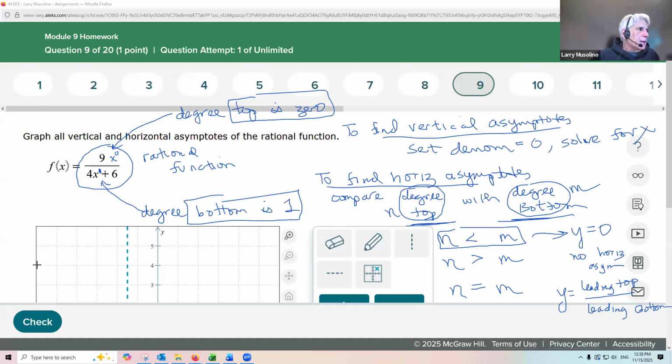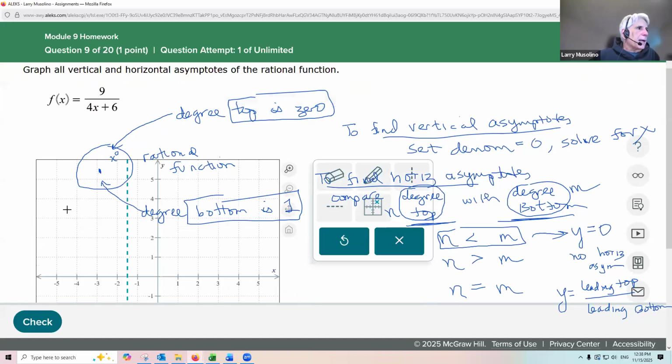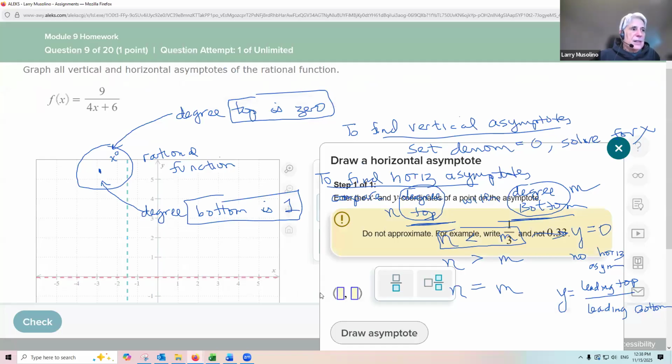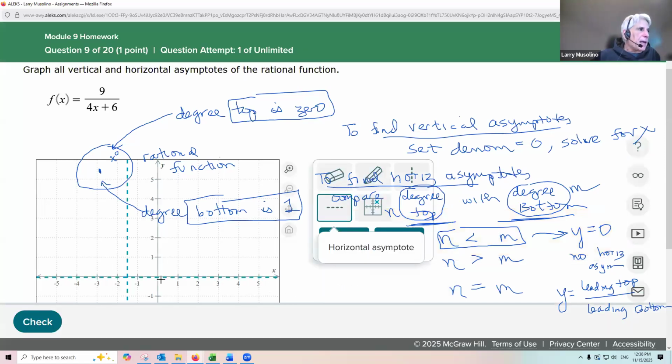So let me scroll down. Let's draw that. If I scroll down, I want to click here on horizontal asymptote. And it says enter any point. Well, I'm going to enter any point on the x-axis. For example, I can enter 1, 0 and say draw the asymptote. And you notice it put a dashed line on the x-axis. So that's the line y equals 0.